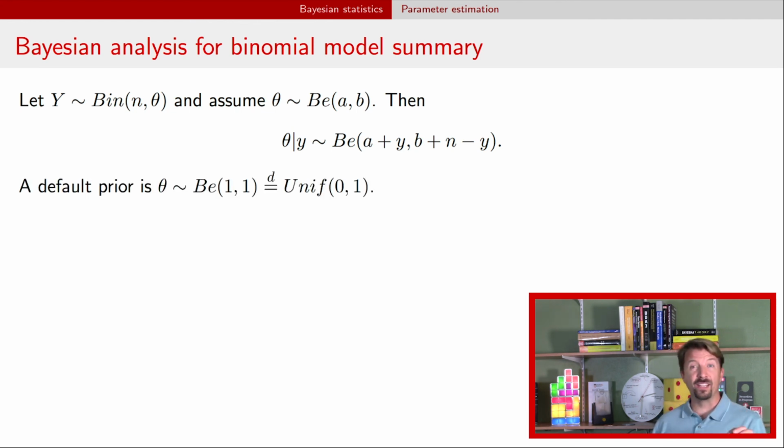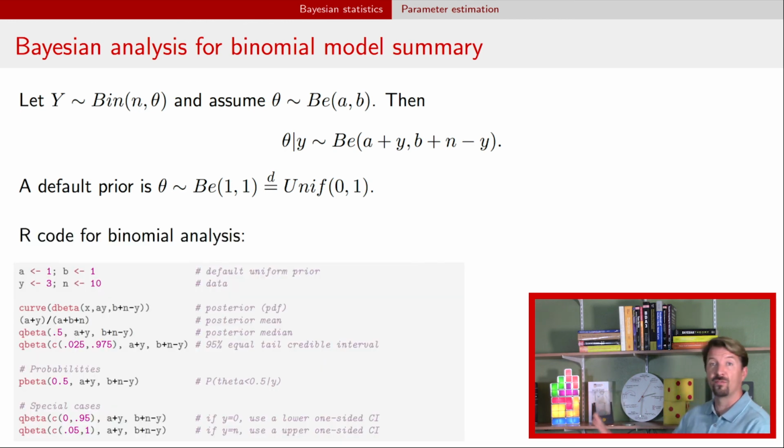I just want to remind you that a beta 1, 1 is equivalent in distribution to a uniform 0, 1 distribution. That is, in some sense, providing no information about the parameter theta that's of interest. The last thing I have here is a summary for some R code about how you might want to do calculations in this binomial model.